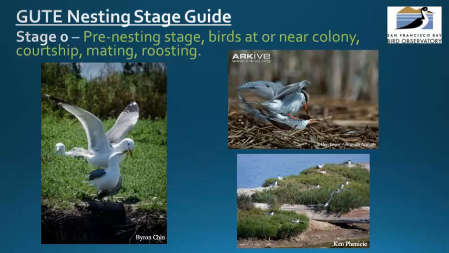In addition to identifying species, you will also have to identify different stages of nesting. There are several behaviors and characteristics to look out for when you're in the field. At stage 0, the birds will be at a pre-nesting stage. You will see birds at or near the colony using displays of courtship rituals to attract a mate, such as dancing, building nests, mating, or roosting.